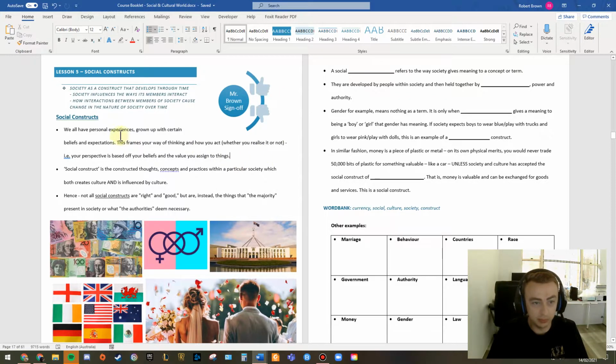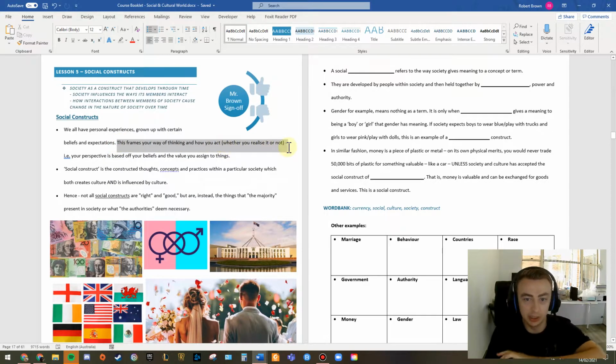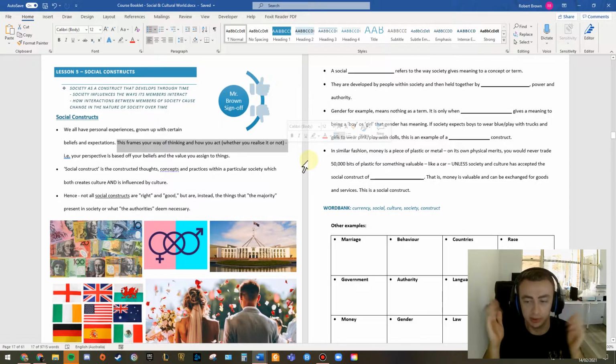So, for example, a social construct would be the colours that we associate with traffic lights, right? Now go with me here. Because it frames the way we think and how we act, whether we realise it or not. When you guys are driving, or you're learning to drive at the moment, or you might be getting your P's soon, I don't know what you're up to, but you've all been in the car driving before.